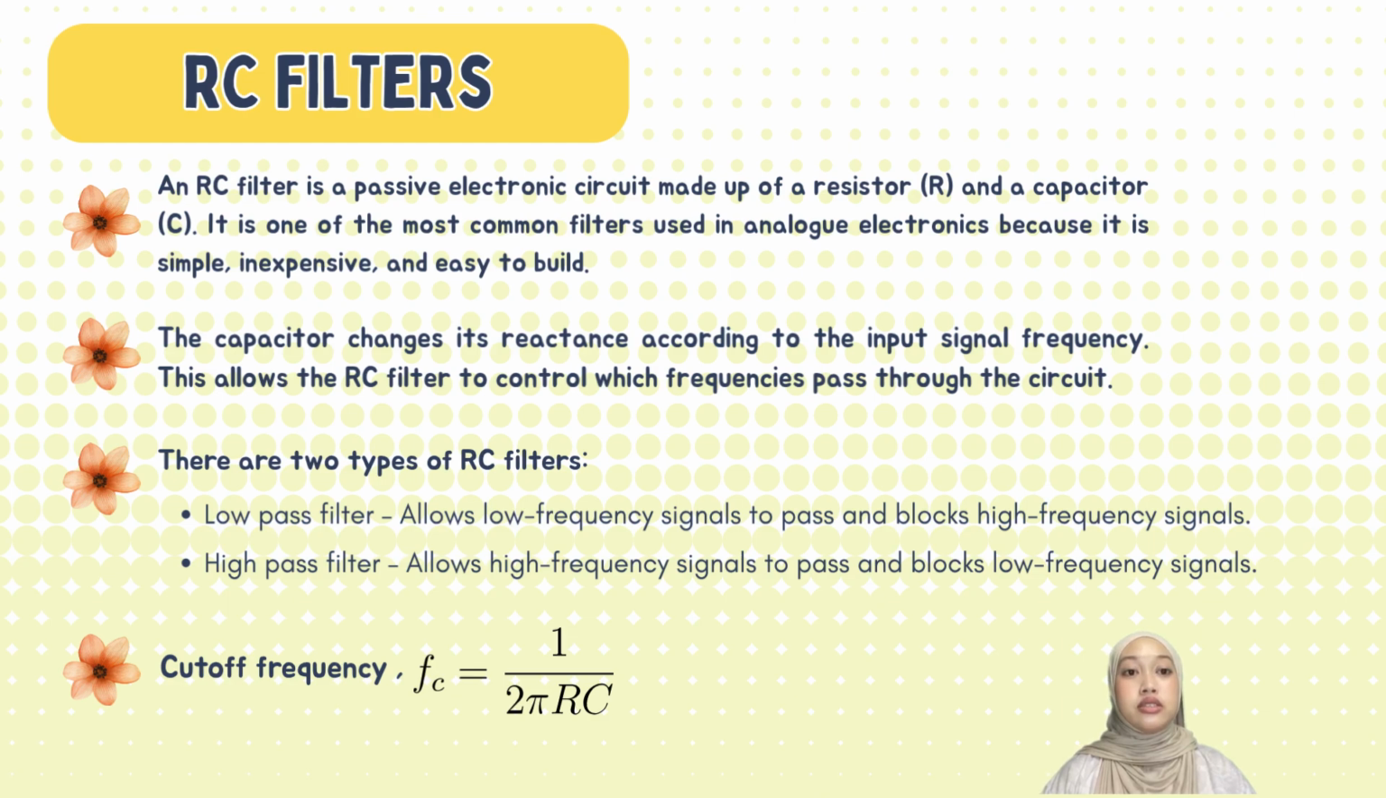In RC filters, there are two filters which are the low-pass filter, which allows the low-frequency signals to pass and blocks high-frequency signals. Another one is the high-pass filter, which allows high-frequency signals to pass and blocks low-frequency signals. The cut-off frequency is calculated using the formula of 1 over 2 pi RC.